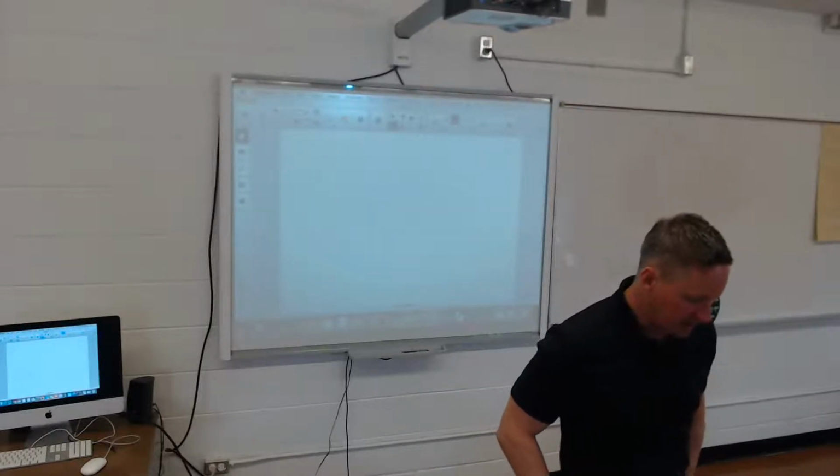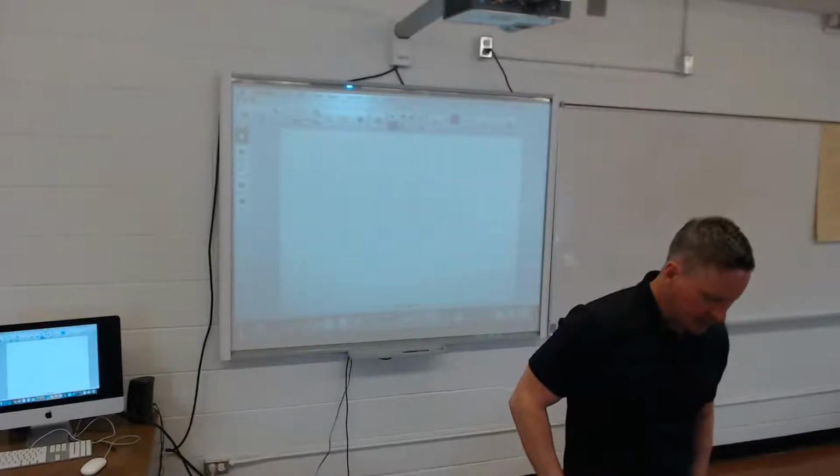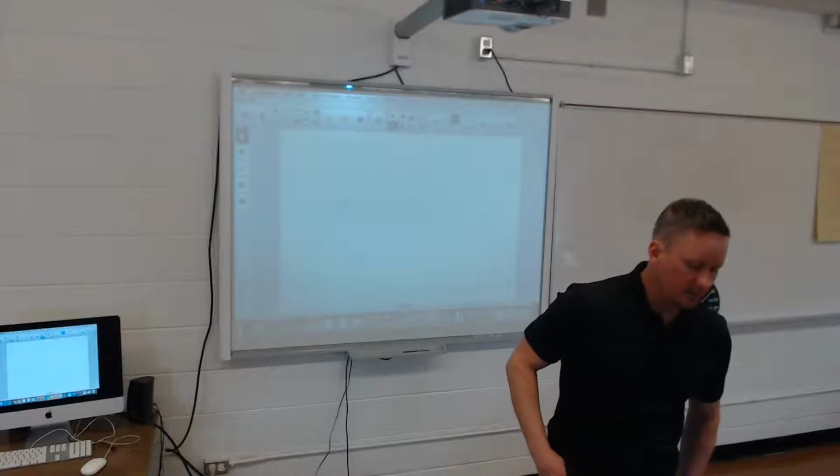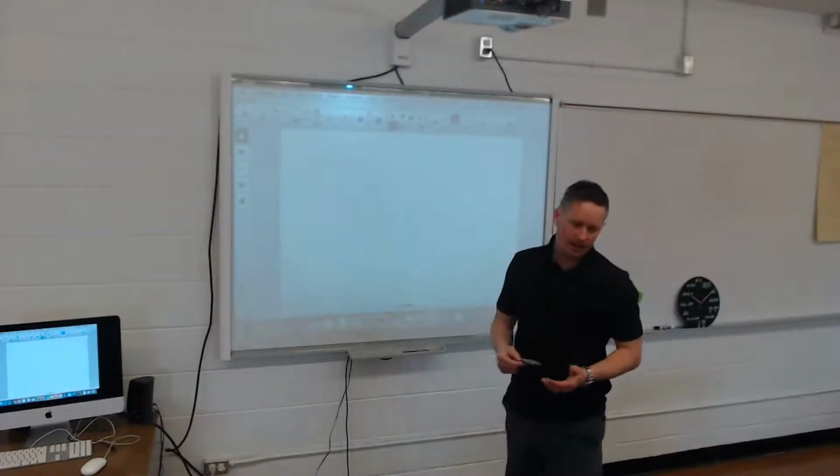Then it shows you same slope, different y-intercept. And then it shows you same slope, same y-intercept. So those would be the exact same line.